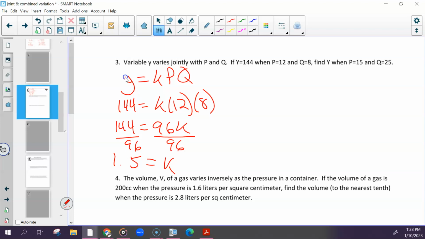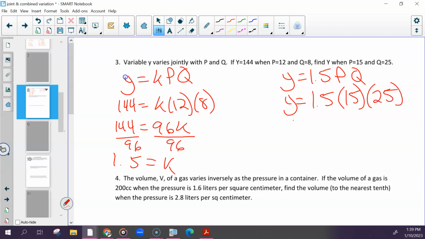Take that k value, put into your original equation. So y equals 1.5 p cubed. Then look and see what you're solving for. That way you don't put in the wrong thing somewhere else. We don't know y, but we're given p and q, so put those in. So we know k is 1.5, p is 15, q is 25. Multiply those all together to figure out what y is.